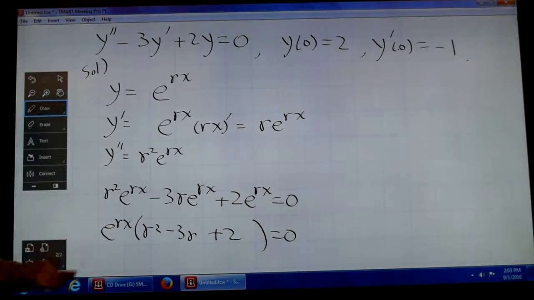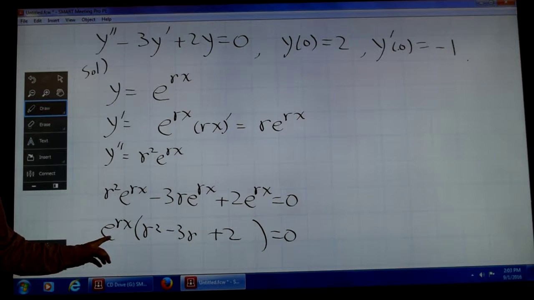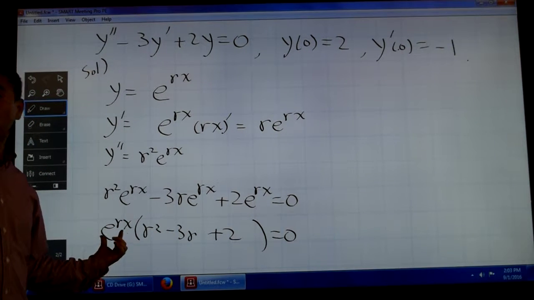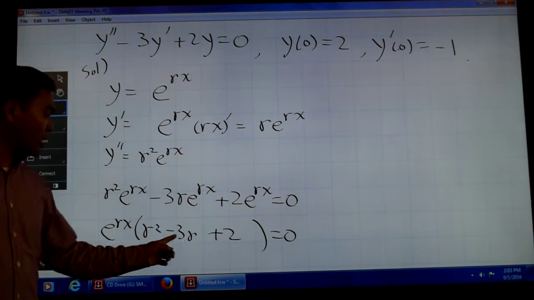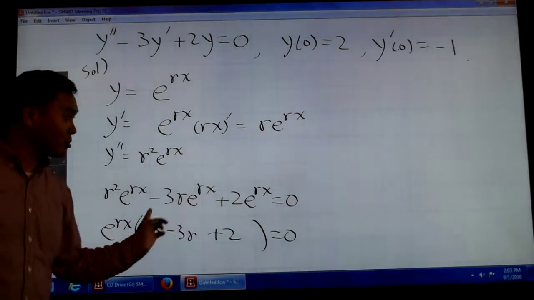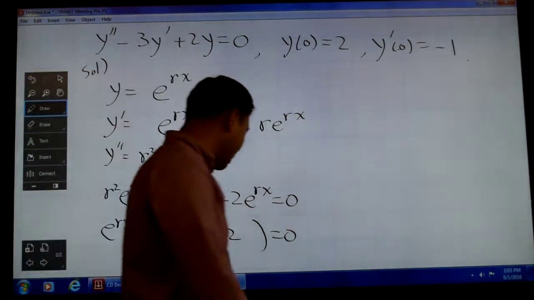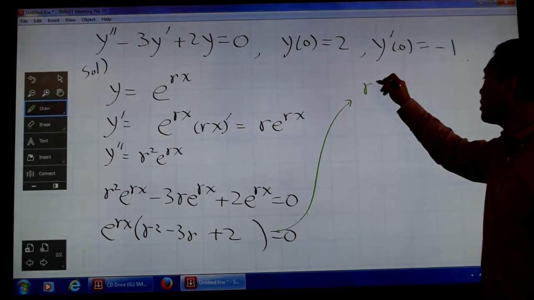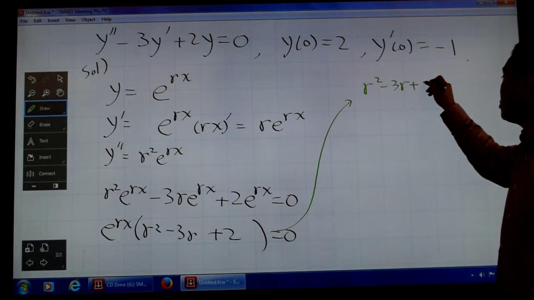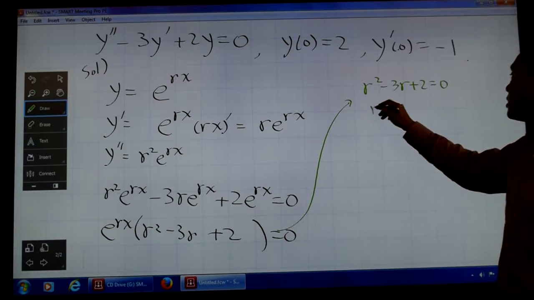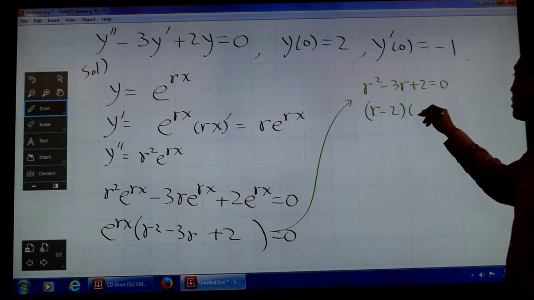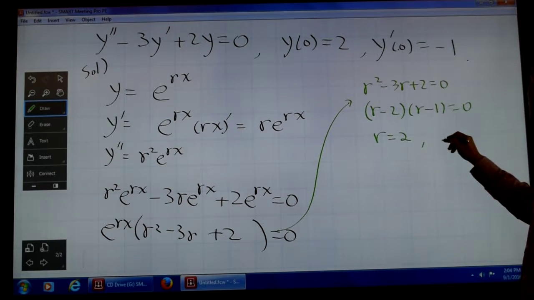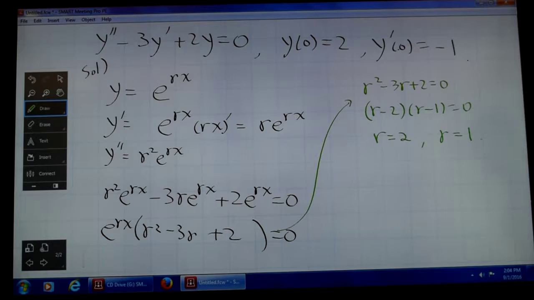And if you look at this, you see that e to the rx cannot be 0 because it's an exponential function. An exponential function can never be 0. So the only way that this could be 0 is when this polynomial is equal to 0. So let's try to solve it. I'm going to take this and solve it here. r squared minus 3r plus 2 equals 0. (r minus 2)(r minus 1) equals 0. So r is 2, r is 1.